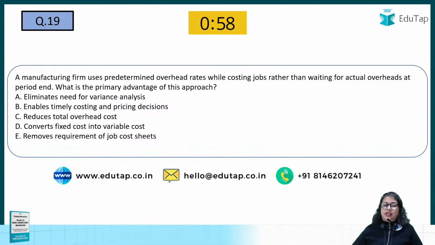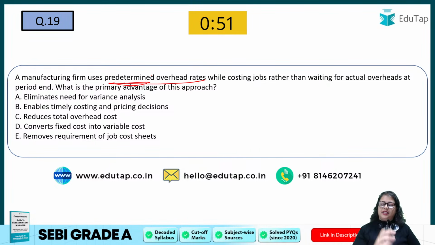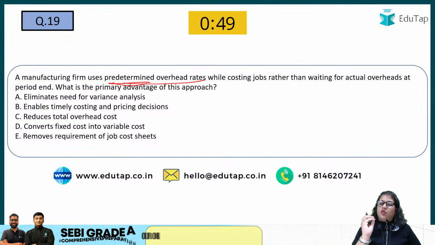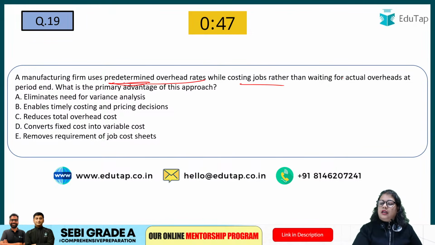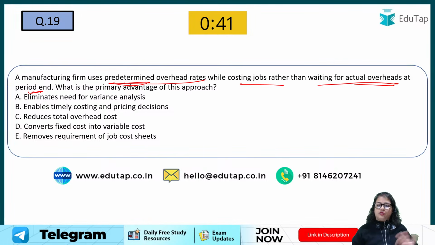A manufacturing firm uses predetermined overhead rates. Predetermined means pre-planned, decided in advance, while costing jobs rather than waiting for the actual overheads at the period end. We don't wait for the actual overheads to be incurred; we use the predetermined overhead rates. What is the primary advantage of this approach?